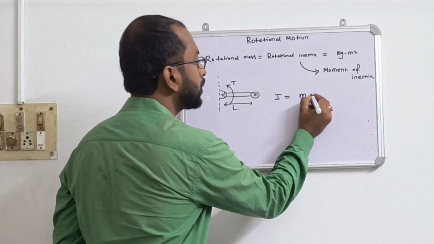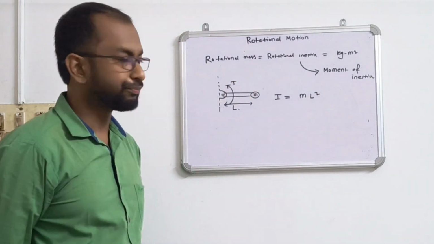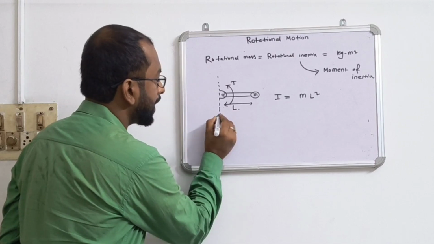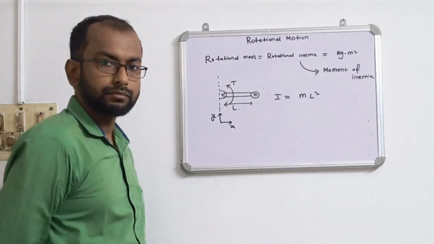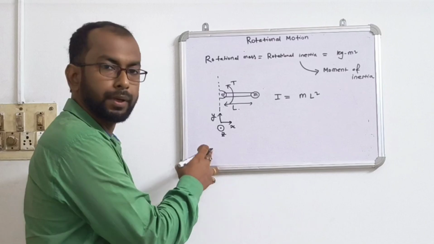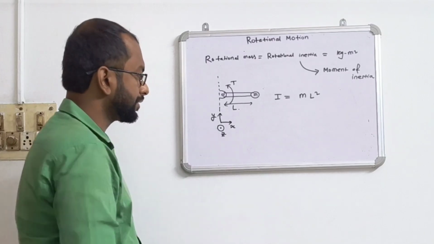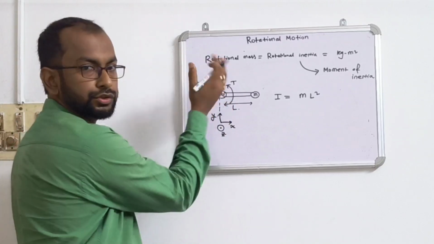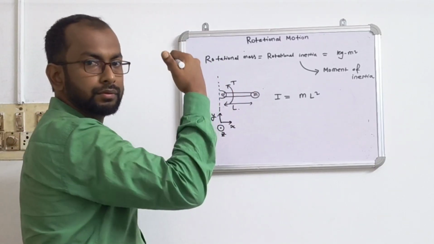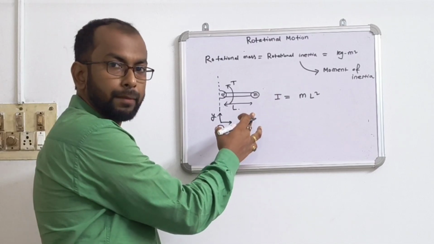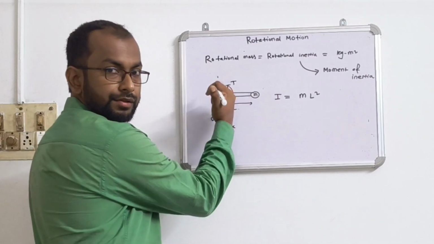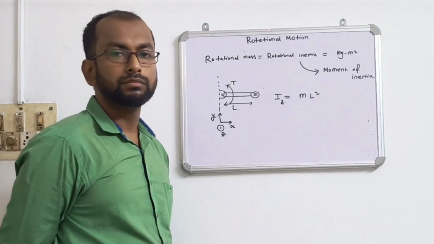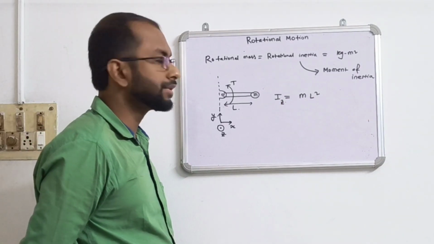So it is m into L square in this case. And see, if we define axis like this, x and y axis like this, then z axis is outward. We'll denote it by a circle, dot at the center, as z axis, the outward. So this is rotating in this direction. A torque is applied in this direction, so it will rotate in this direction only. So this system will only be able to rotate with respect to the z axis. So it is also called Iz. So Iz is m into L square in this case.